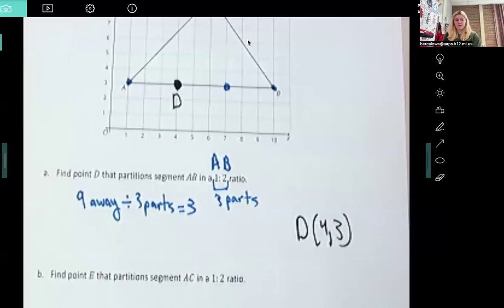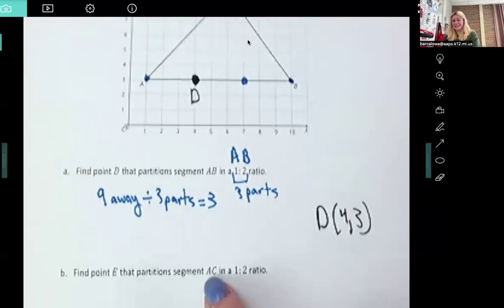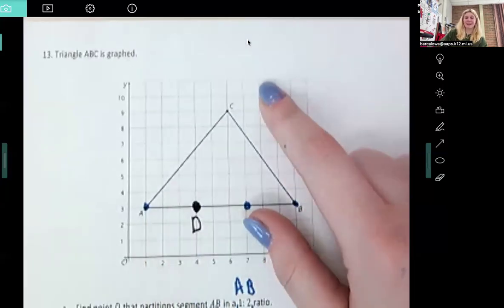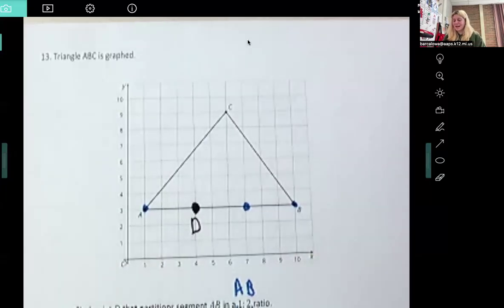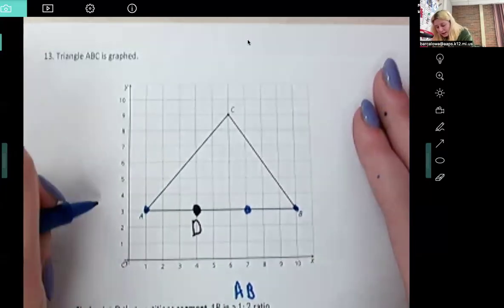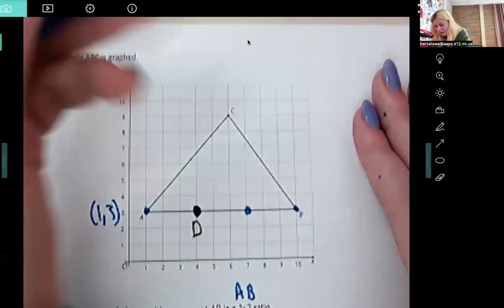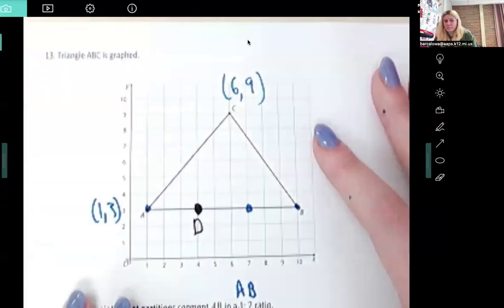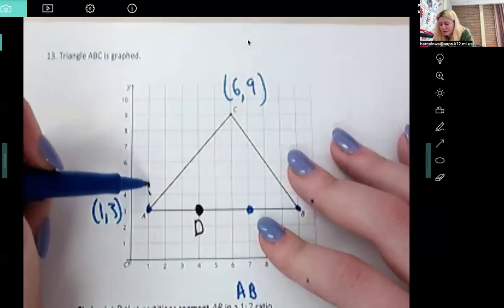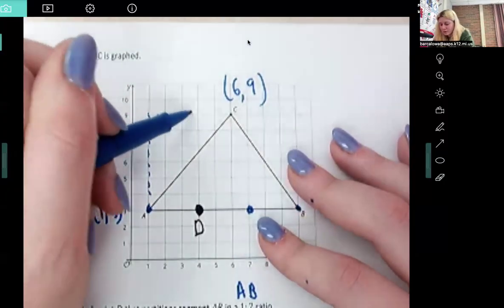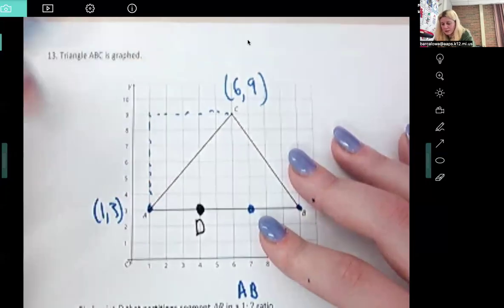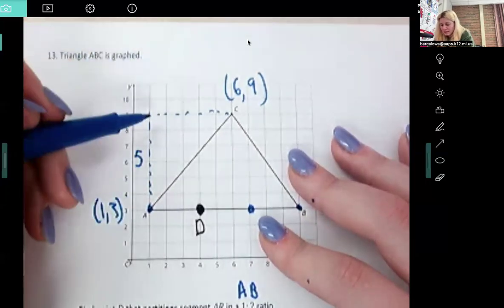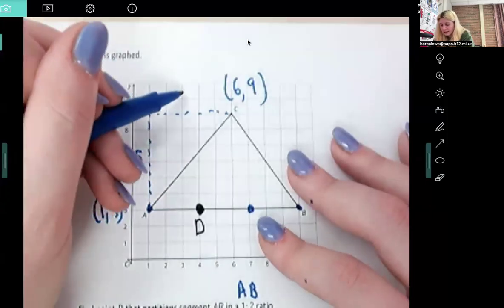Okay, splitting up segment AC into a 1:2 ratio. That one's a little trickier because look, I'm on a slant. We don't need the Pythagorean theorem or anything. I'm just going to label my coordinates just in case. C is 6, 9. Now I need to consider my vertical and horizontal distance. This vertical distance from 1 to 6 is 5. Horizontal distance from 3 to 9 is 6.